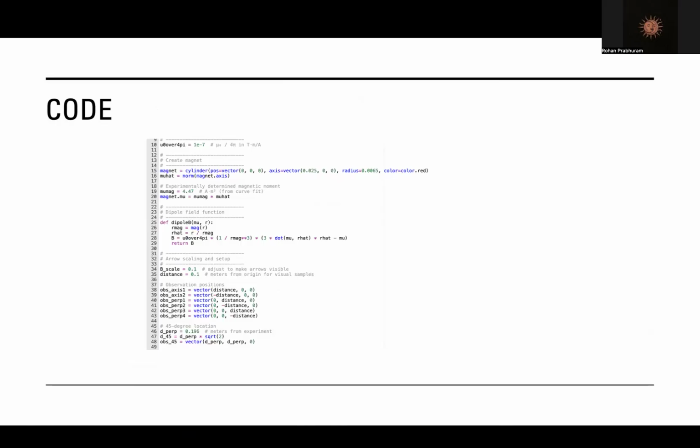This screenshot shows the main code used for the simulation. The dipole B function calculates the magnetic field based on the position vector and the dipole moment. We placed observation points on axis, perpendicular, and at 45 degrees to visualize differences in direction and magnitude.